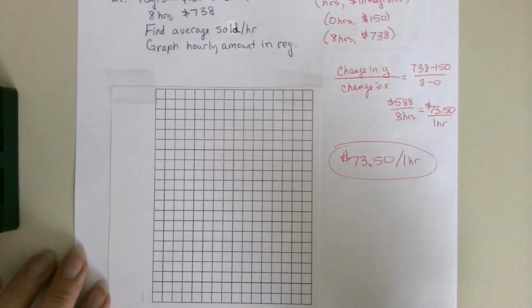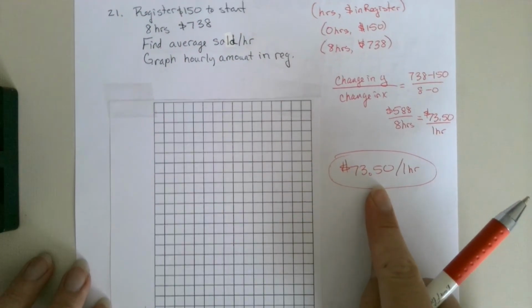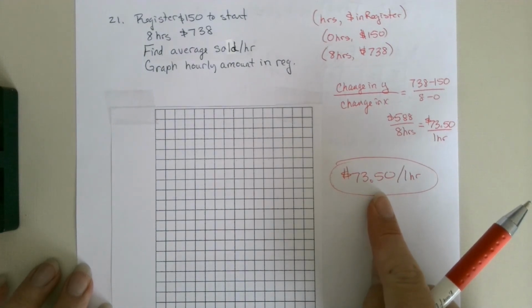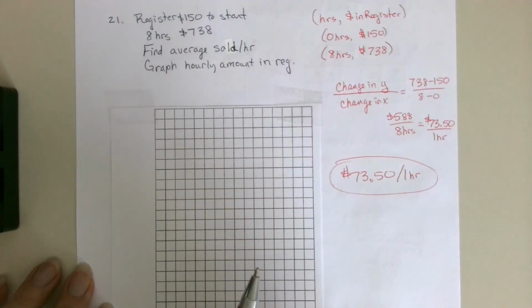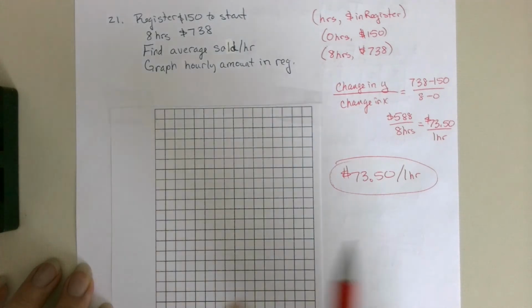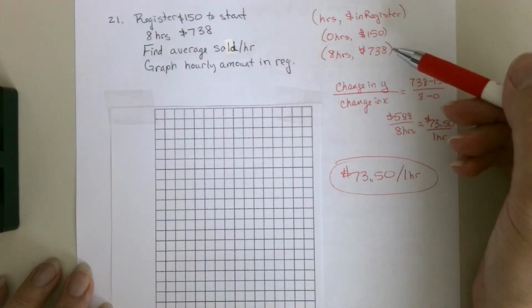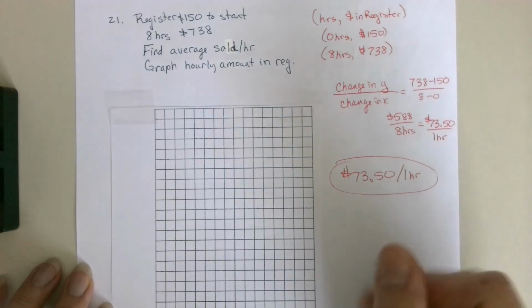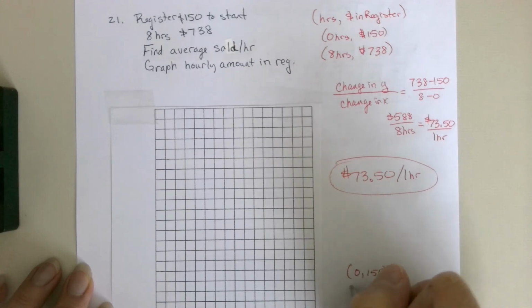Well, guys, to graph this slope of 73.5 would be really hard, especially if I can't count by ones or halves here. So what I'm actually going to do is use these ordered pairs to help guide my graph. Now, I'm going to have to slide my graph down. So let me transfer that. 0, 150. And 8, 738.